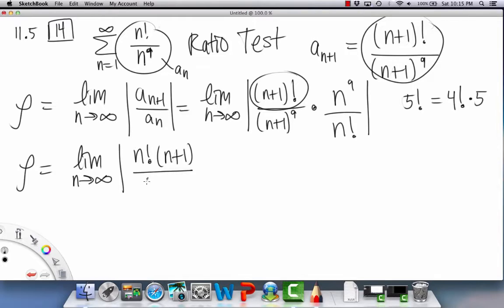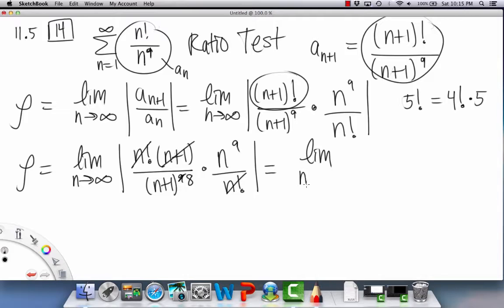That's what's happening. And then we have (n plus 1) to the ninth times n to the ninth over n factorial. This is good by decomposing that part, because now we can cancel the single n factorial on top and the one on the bottom. And as you can see, we can also cancel one set of parentheses, the n plus 1 on top and one of them on the bottom. So we're left with an 8 down there. Here is what survives: we have n to the ninth over (n plus 1) to the 8th on the bottom.